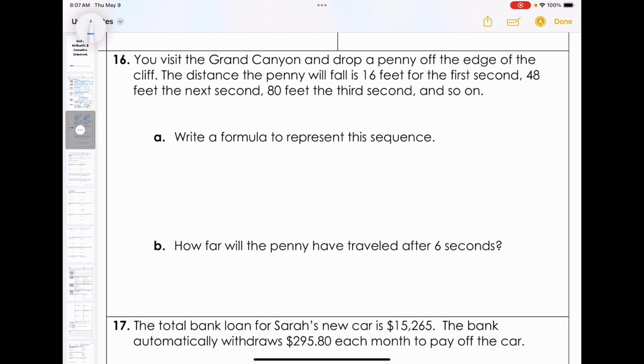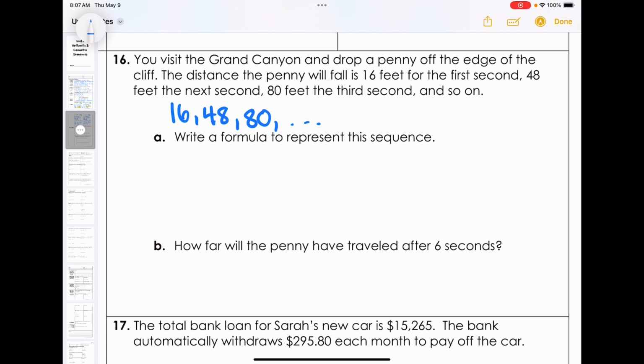Number 16, you visit the Grand Canyon and drop a penny off the edge of a cliff. The distance the penny will fall is 16 feet the first second, 48 feet the next second, and 80 feet the third second. So that's our sequence right there: 16, 48, 80. So we want to write the formula to represent this sequence.